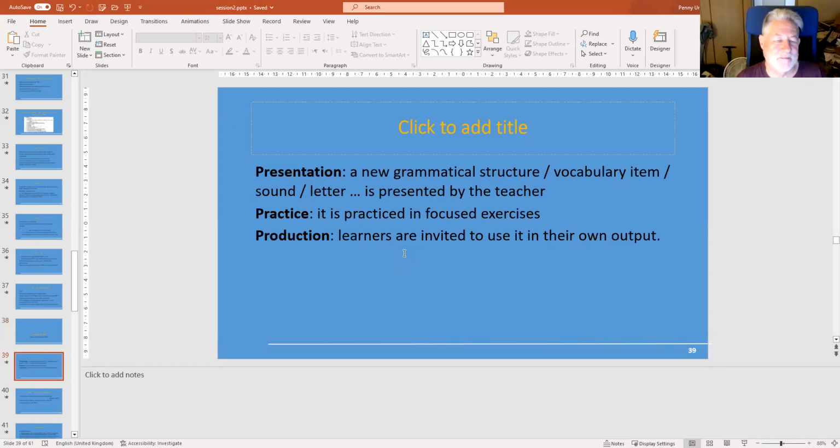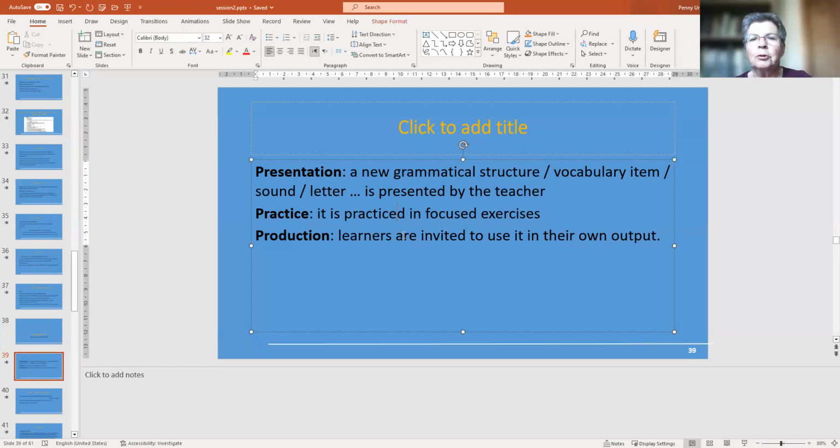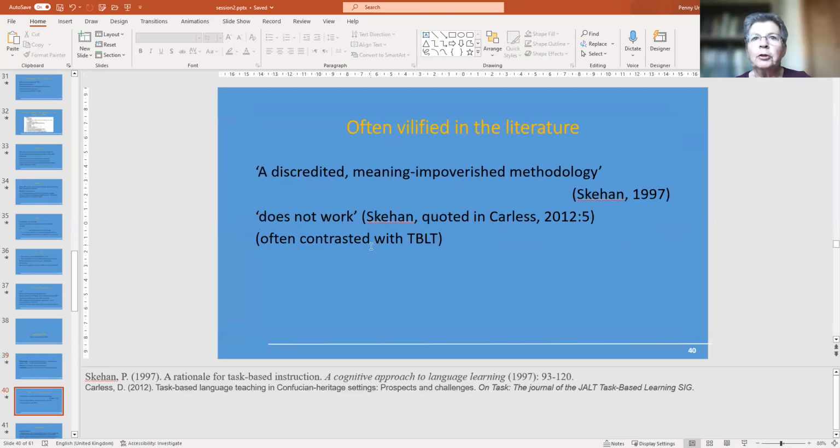So this is the definition, which I won't spend too much time on because I'm sure you all know this. The very strong TBLT proponents, the more extreme ones like Skehan, define practice as mechanical drills. But it isn't just mechanical drills, it's any kind of focused practice of language forms, and it doesn't have to be grammar, although some people define presentation as only grammar. It isn't only grammar, it's also any new bit of language which you're teaching, often vilified in the literature.